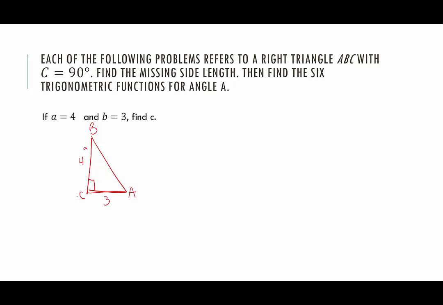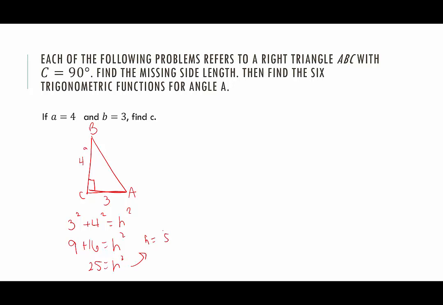Okay, so first we're going to use the Pythagorean theorem to find the missing side length. We are missing the hypotenuse, so we can say 3 squared plus 4 squared equals hypotenuse squared, or c squared, whatever you want to use. This is 9 plus 16 equals h squared. It's 25 equals h squared.